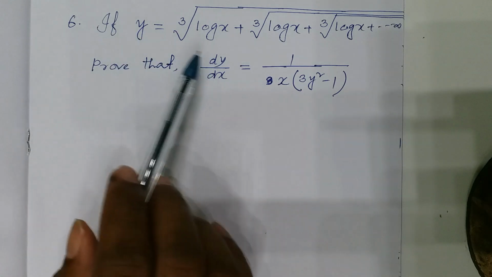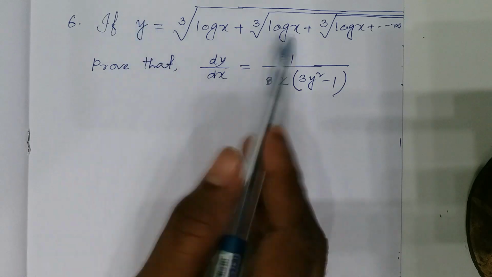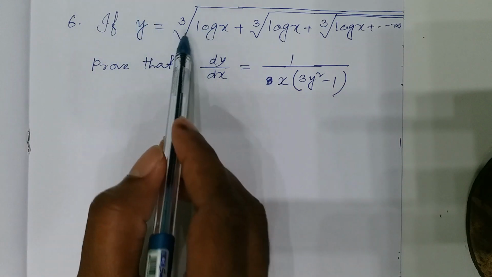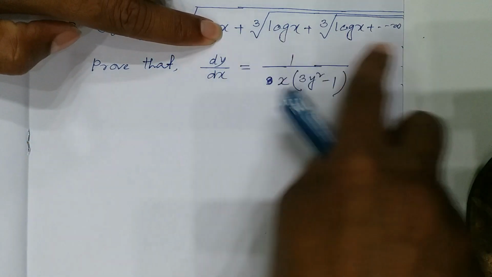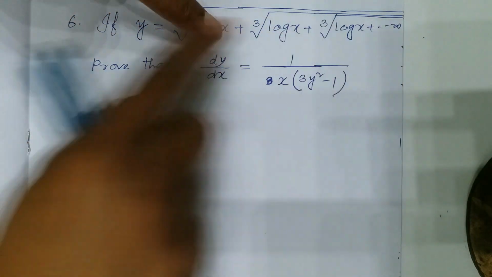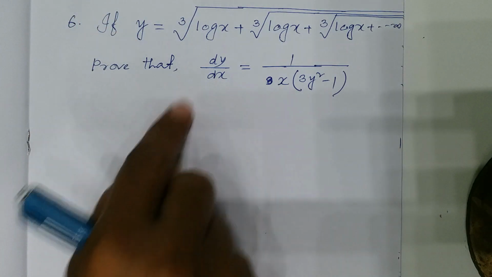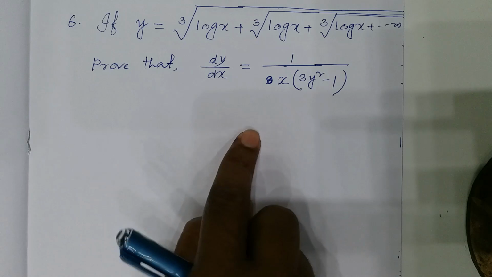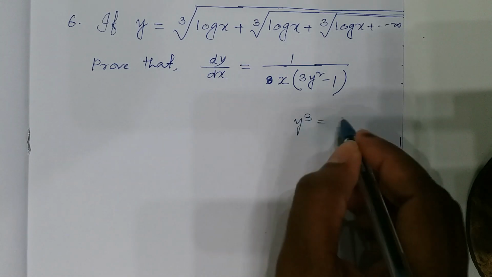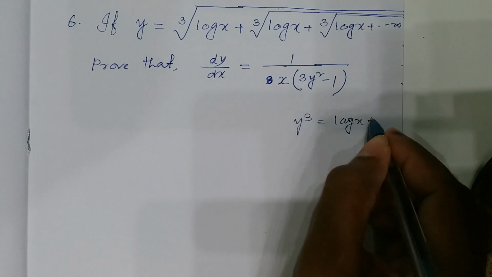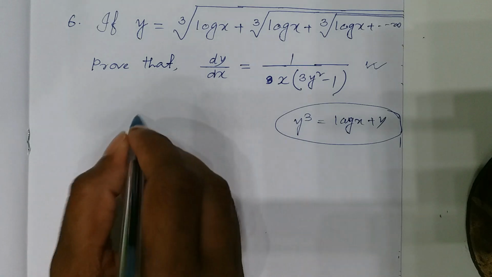In the solution of this question, since it is a cube root, first of all you take y cube is equal to, this cube root will be eliminated, log x plus the remaining terms, and the remaining terms can be replaced by y. So actually y cube will be equal to log of (x plus y). Then simple differentiation and you will get the result. So this question is homework for you.